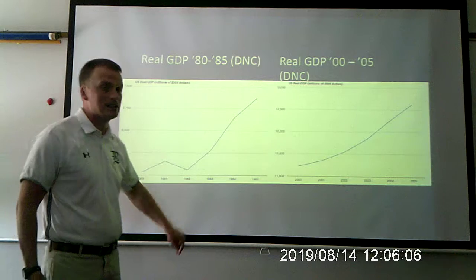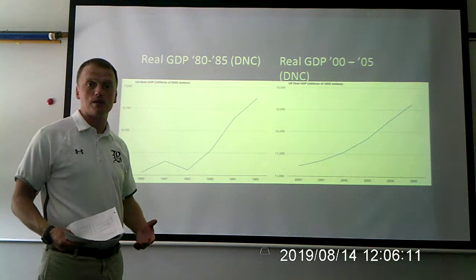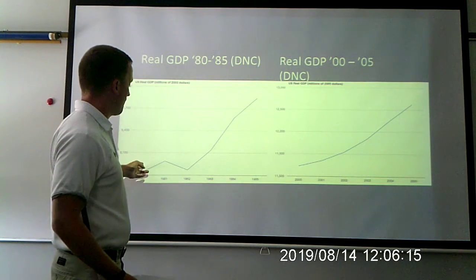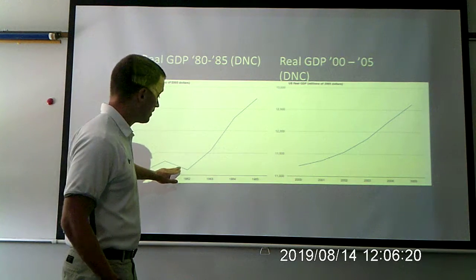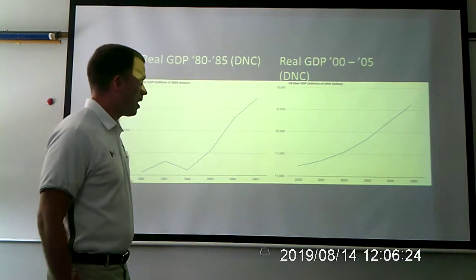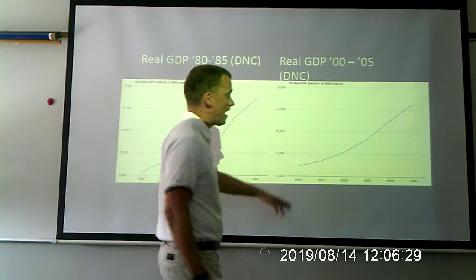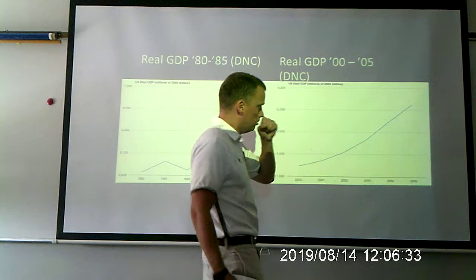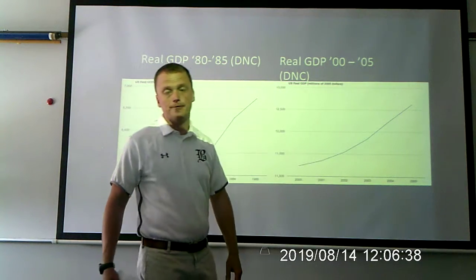In the early 80s, there was a recession, and because of that, we see an economic downturn. But the following years after that, we see rapid growth. And from 2000 to 2005, we still see growth. This is going to be a little bit flatter than that other graph.